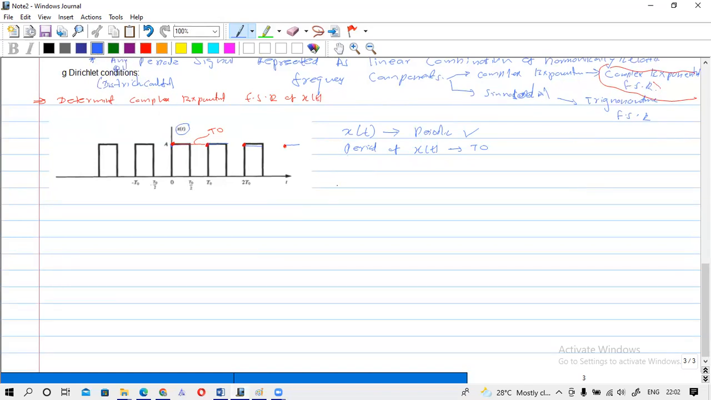So now we can write this as a Fourier series representation. x(t) can be written as a sum of complex exponential terms with coefficients, where k is an integer from minus infinity to plus infinity. So k can be 0, 1, 2, 3, and so on up to plus infinity, and minus 1, minus 2, minus 3, and so on up to minus infinity.